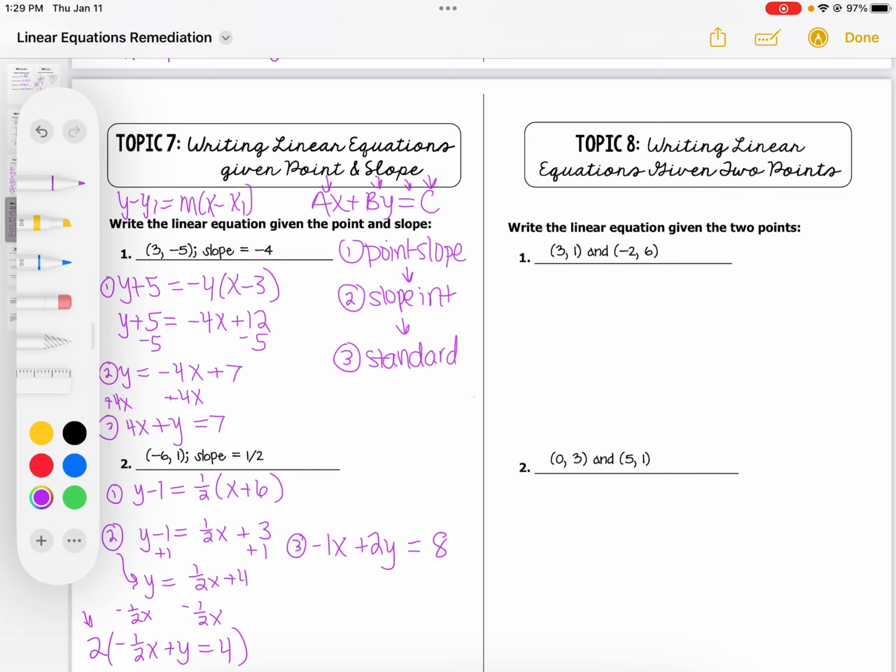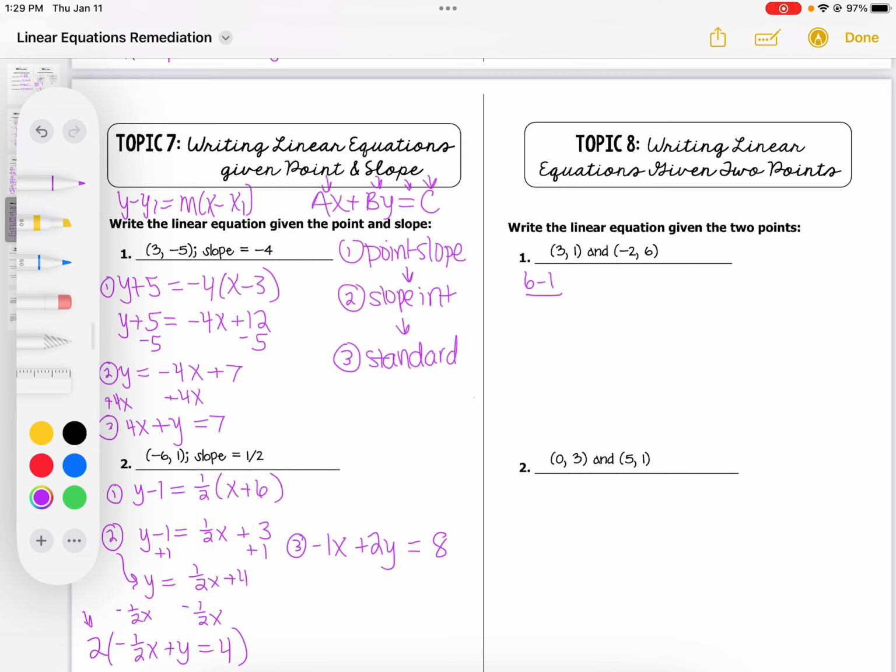Topic 8, writing linear equations given 2 points. Depending on the question, sometimes they want the equation in slope-intercept form, sometimes they want it in point-slope form. We're going to do both.